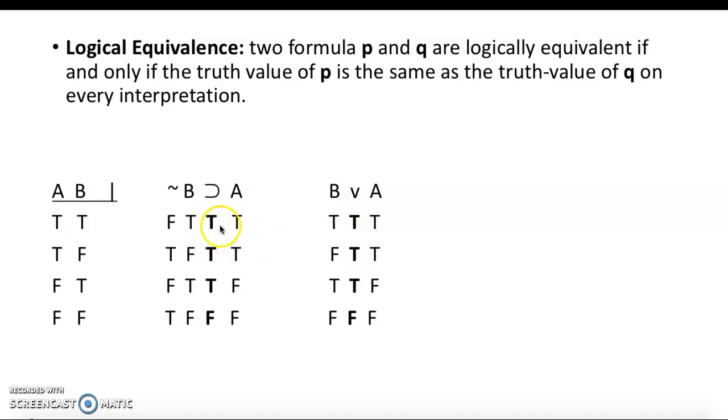So they both have true whenever both A and B are true. They both have true whenever A is true and B is false. They both have true whenever A is false and B is true. And they both have false whenever A and B are false. That means that these two sentences are logically equivalent. So again, we can use truth tables like this to determine whether sentences are going to be logically equivalent or not.